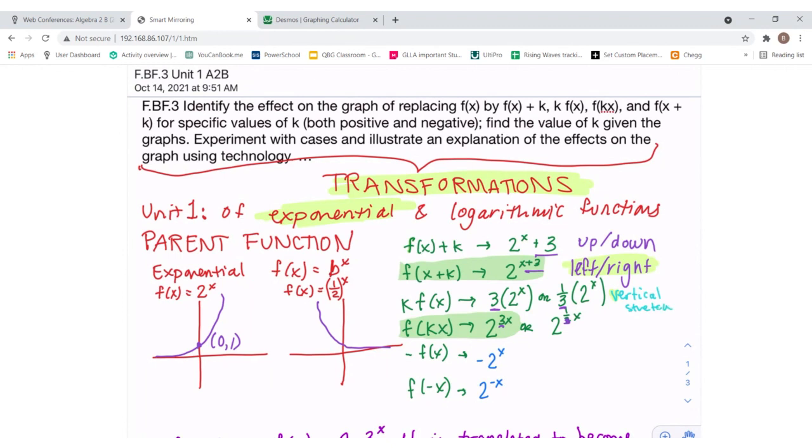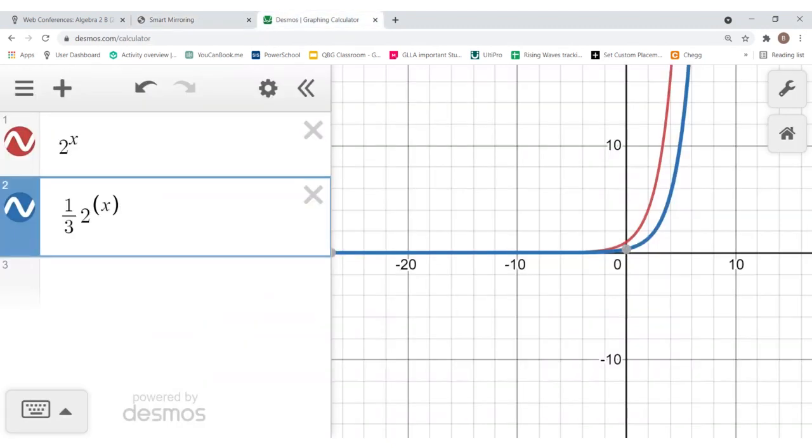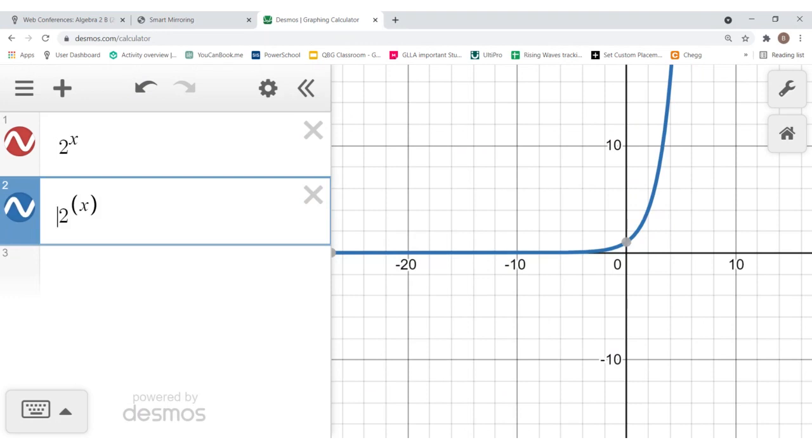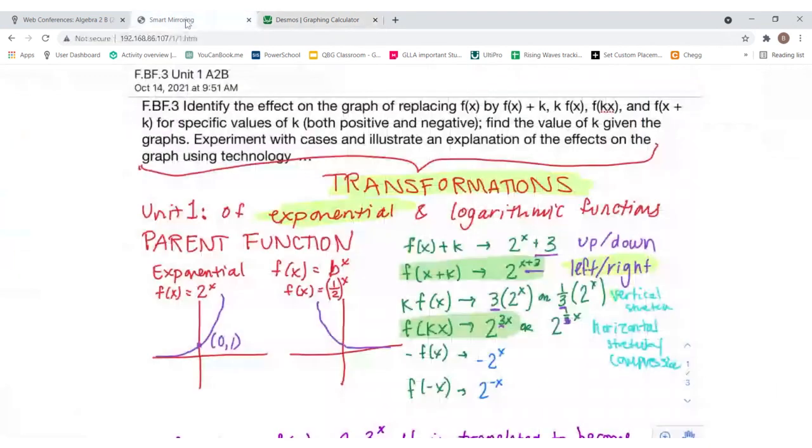And then the last main one that we're talking about is if we did that just to the x. So 2 to the 3x. Notice it made it steeper, faster. So that is a horizontal stretch or compression. Wow, I wrote this down and it was very sloppy. Stretch, or is that supposed to be CH, and then that's supposed to be a slash or compression.